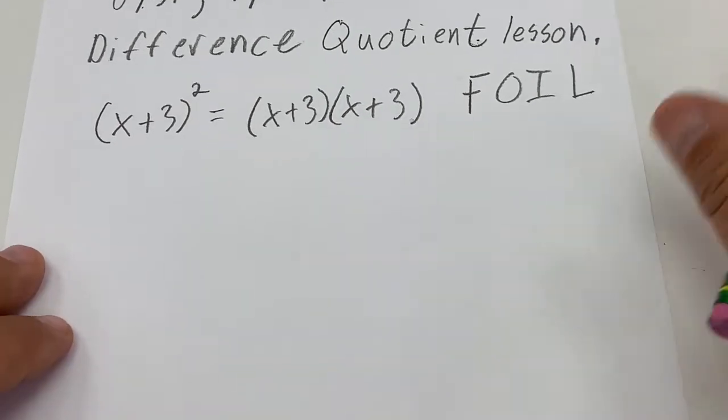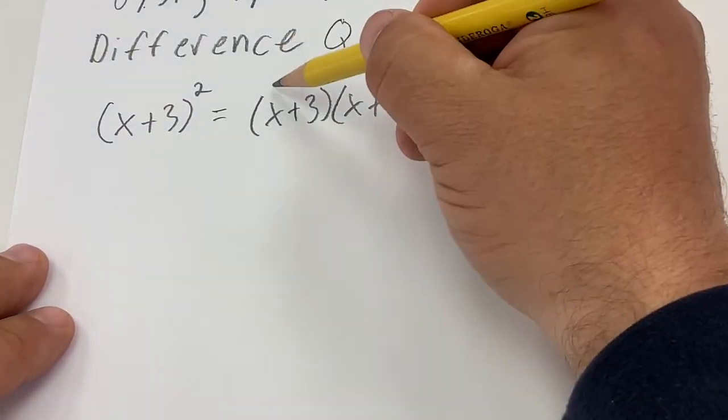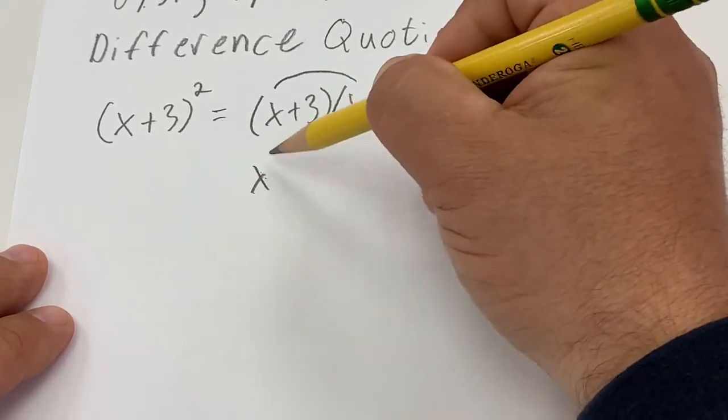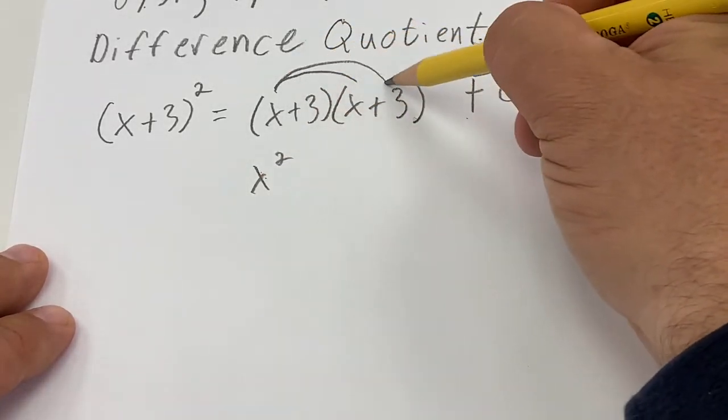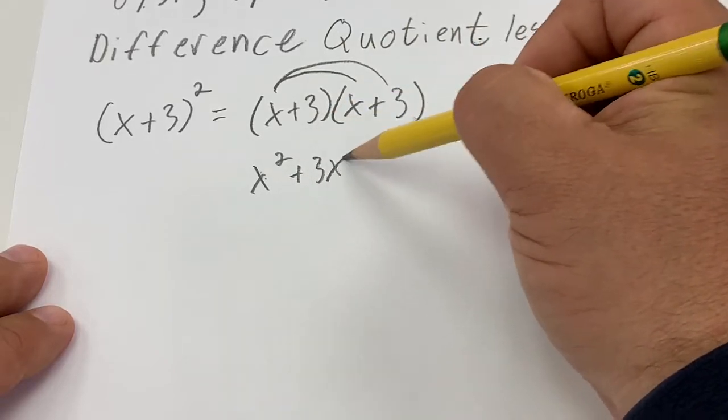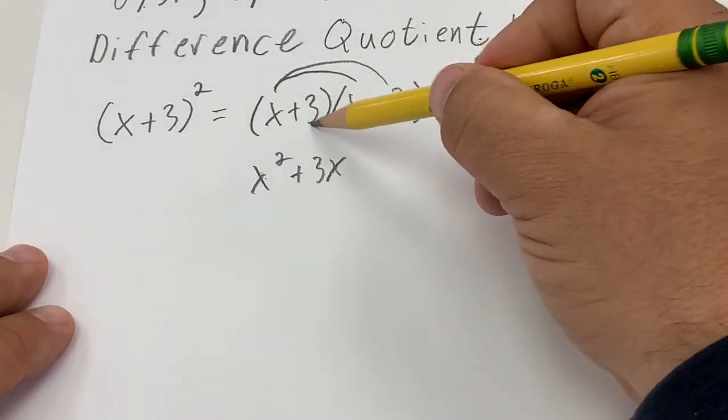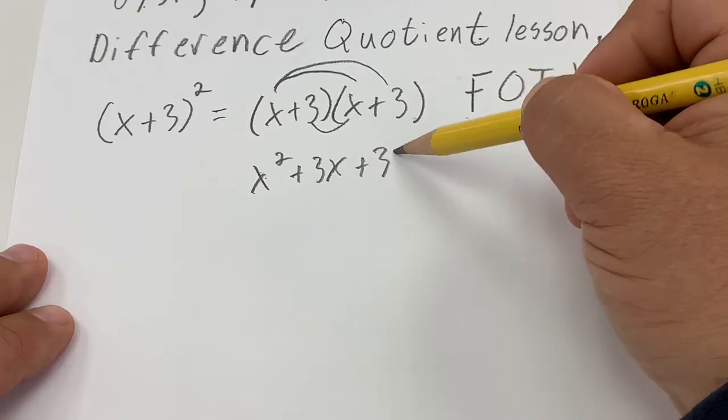Other people like to do a Punnett. Let's do the FOIL method first. X times x is x squared. That was the first. The outer is x times 3. That's going to be plus 3x. The inner is going to be 3 times x. That's going to be plus 3x.